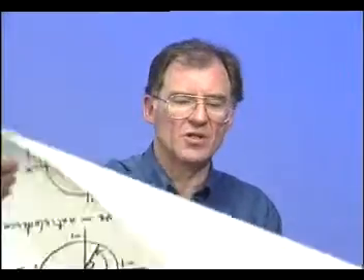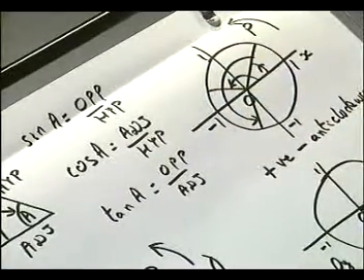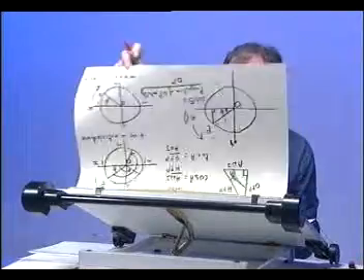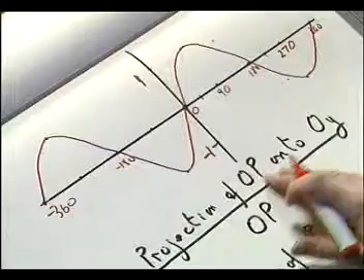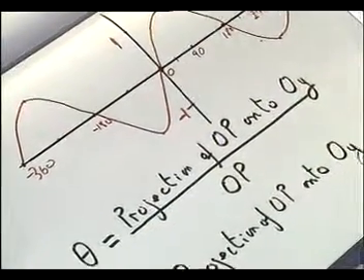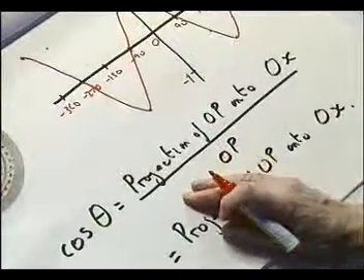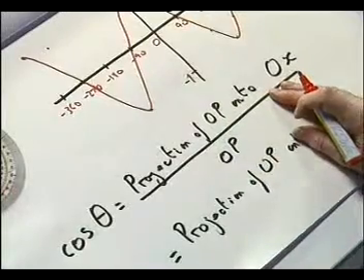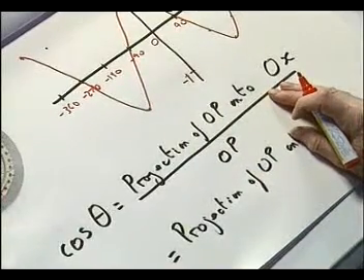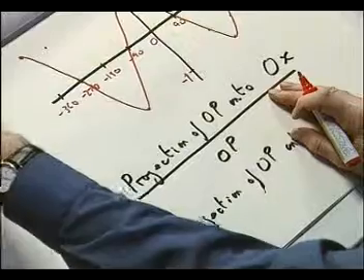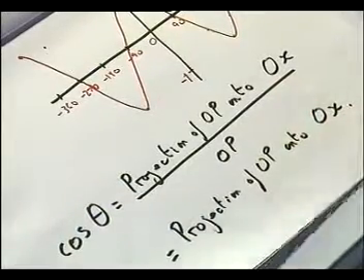Well, let's recall how we defined the tangent to begin with. It was the opposite over the adjacent. For sine, we replaced the opposite side by the projection of OP onto OY. And for cosine, we replaced the adjacent side by the projection of OP onto OX. What does that mean then for our definition?